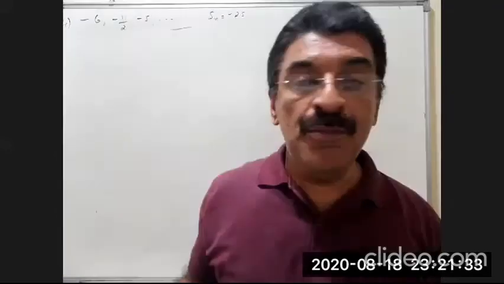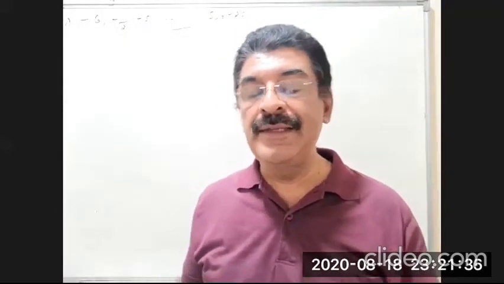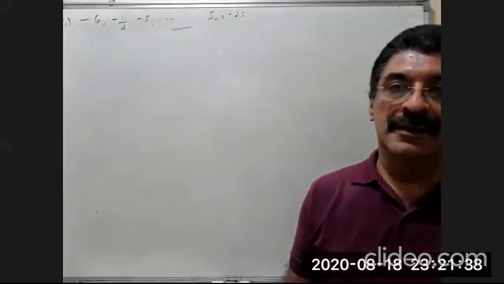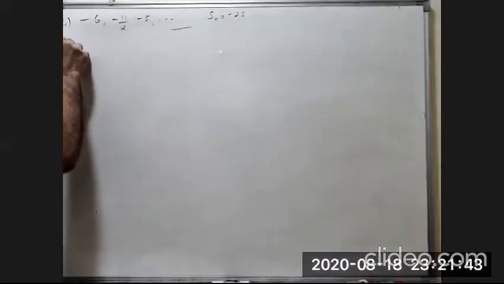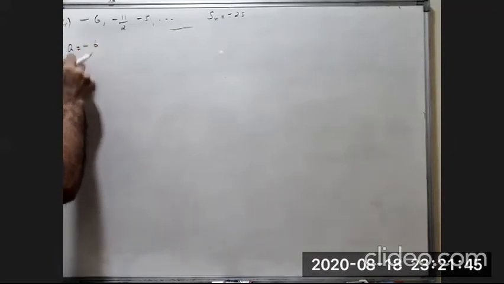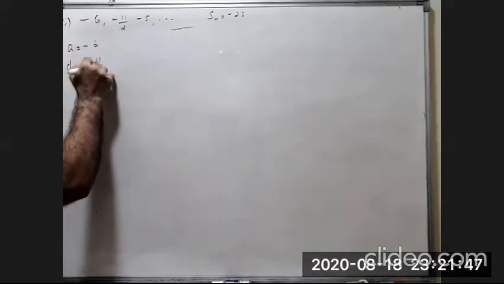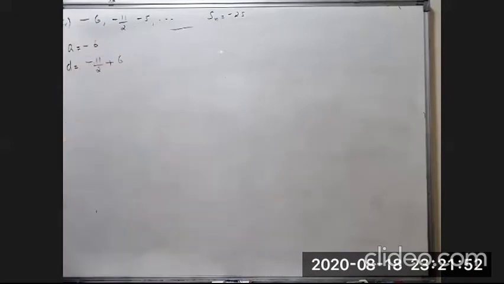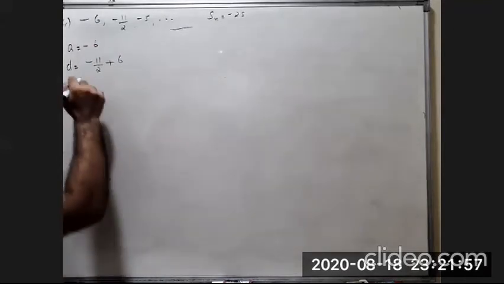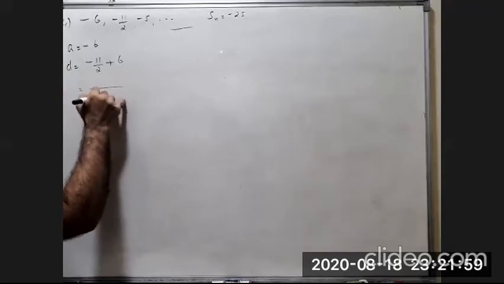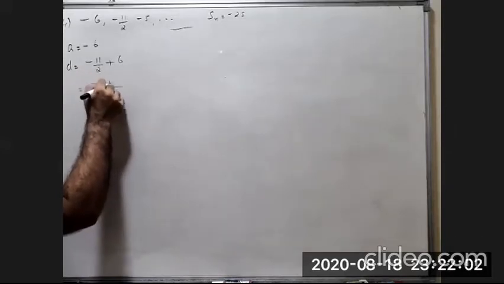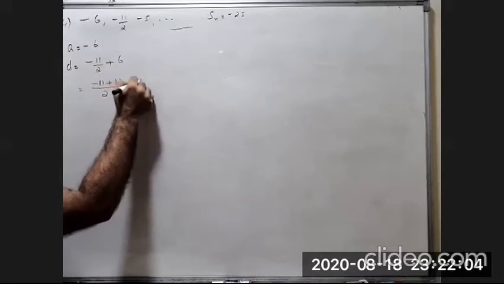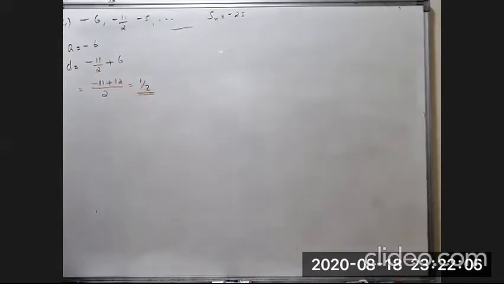Whenever an AP is given, the very first thing is writing A and D. A stands for the first term. A is minus 6. D is the second term minus the first term: minus 11 by 2 minus, first term is minus 6, so plus 6. Taking LCM 2, minus 11 plus 12, which is 1 by 2. So we got D as 1 by 2.